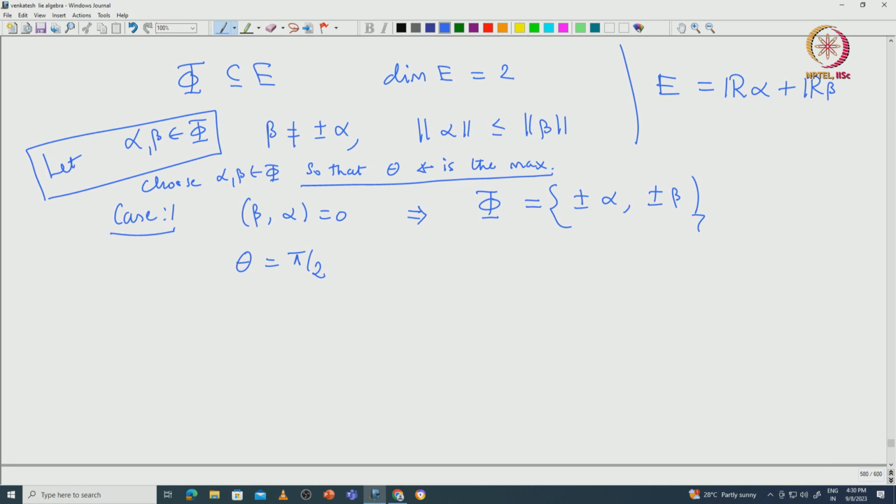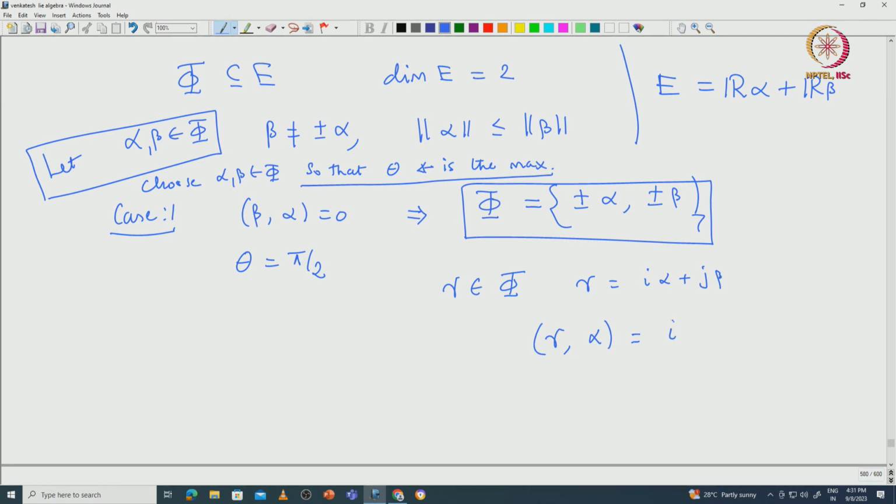Let's make it more precise. Let us say we want to claim that phi is going to be plus or minus alpha, plus or minus beta. Otherwise what will happen? There will be a gamma which is in phi. Now gamma is going to be some multiple of alpha plus some multiple of beta. Then you compute what is going to happen with the inner product of gamma and alpha. You can see that this is going to be just i times the inner product of alpha with alpha. So, i times alpha alpha is going to be either positive or negative.